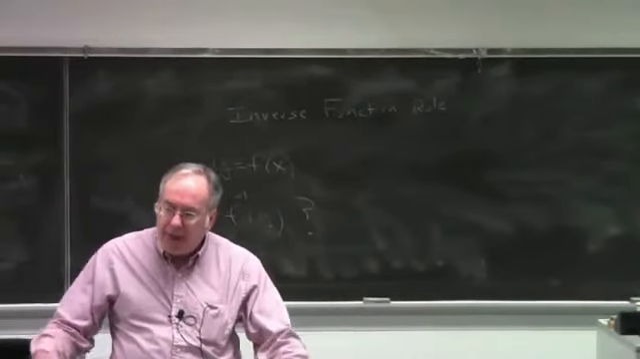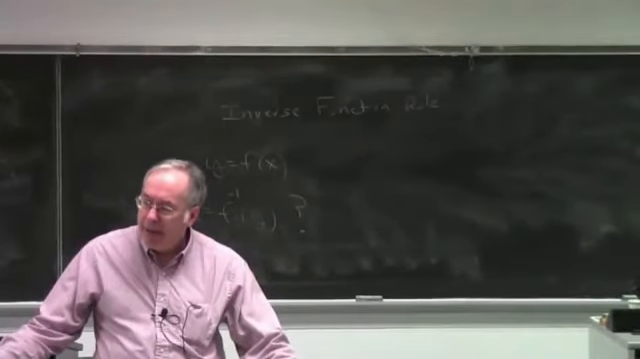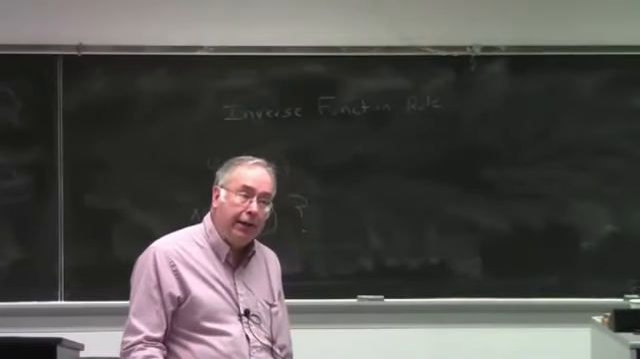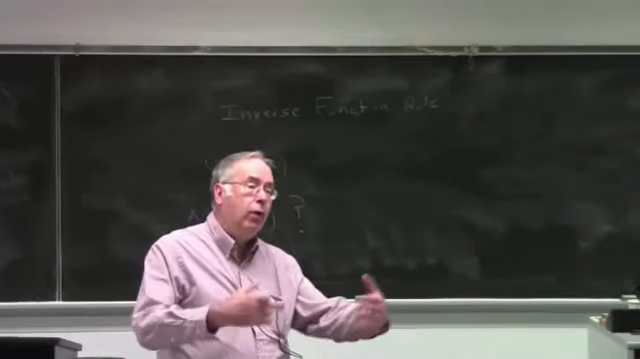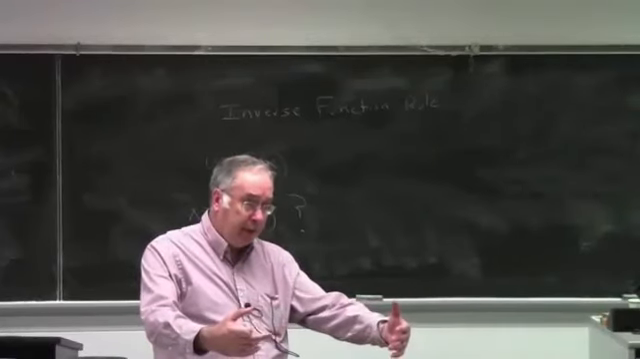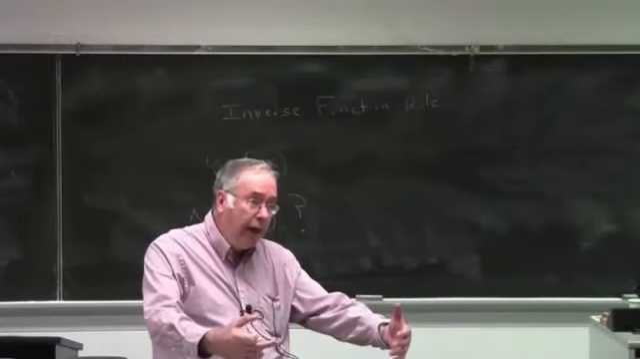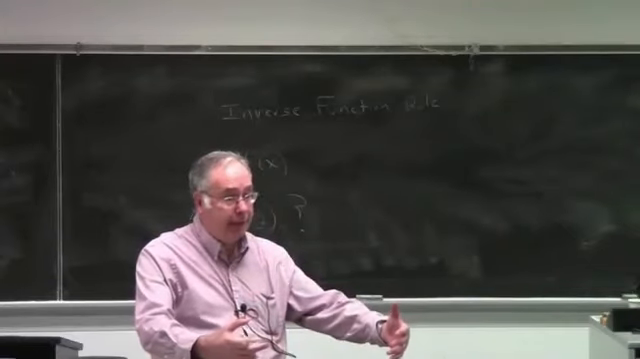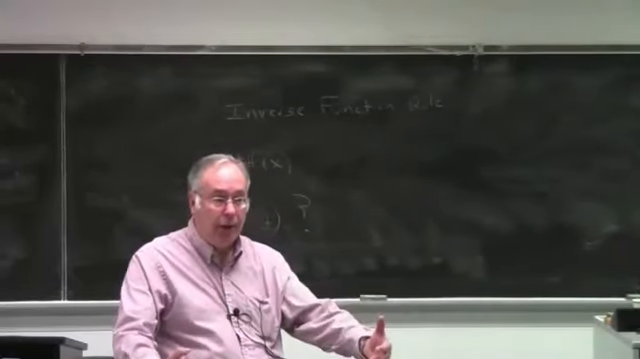If for each value of x there's a unique y, and if for each value of y there's a unique x, then the function is said to be 1-to-1. For each value of x there's one and only one value of y. For each value of y there's one and only one value of x. And the function is said to be 1-to-1.